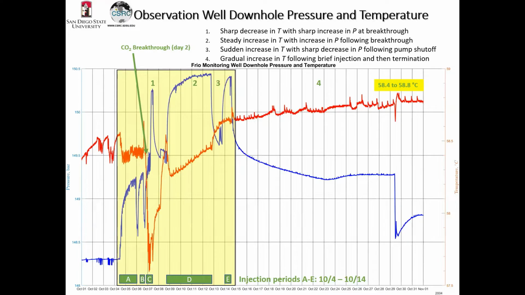And then this third region is where they shut the pump off. Temperature increased when the pump was off. And then there's a gradual increase in temperature. And this is the mechanical equilibrium being reached in the formation, right? Where there's no injection anymore. So we have these different zones.